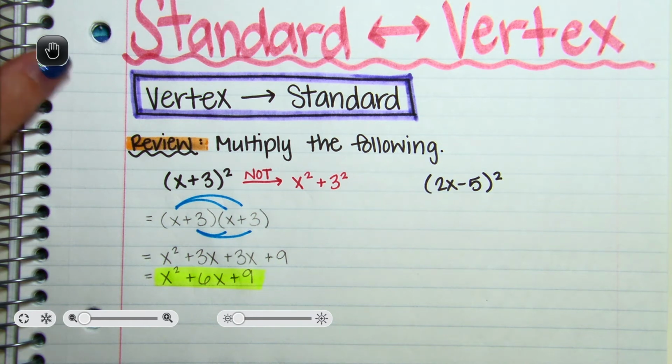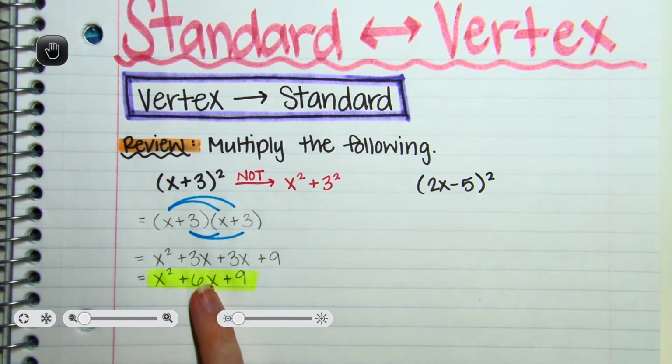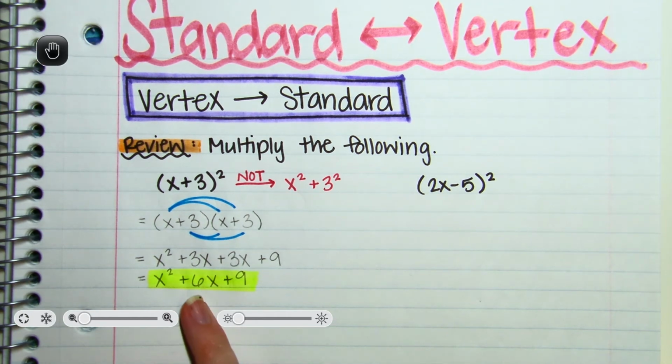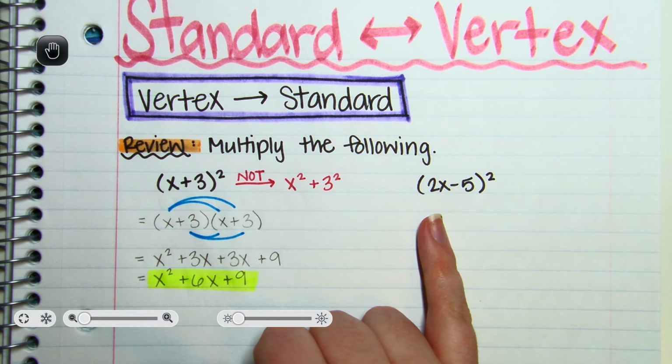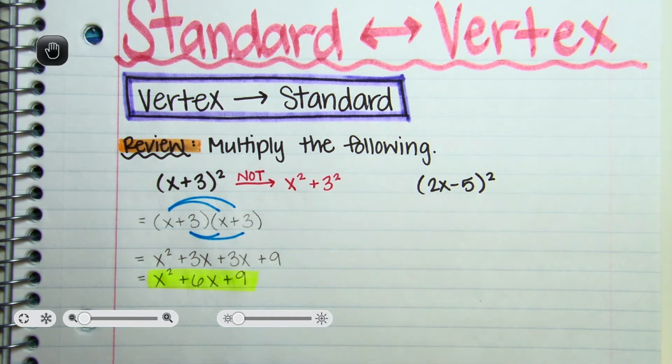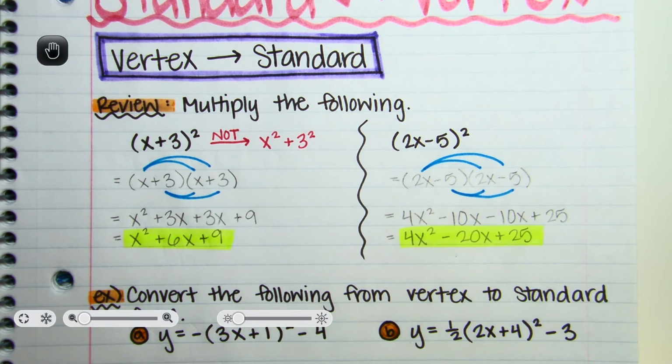Anyways, now that you've seen this example that we did together, I want you to go ahead and pause this and try the 2x minus 5 squared on your own. And when you're ready to check, push play. Go ahead and check your answer to this.